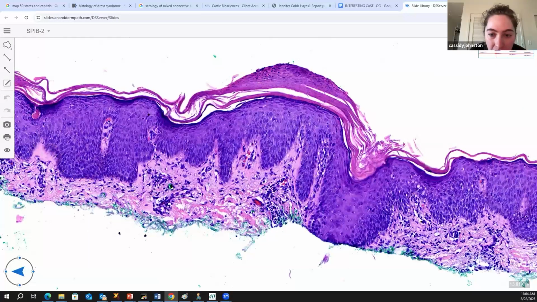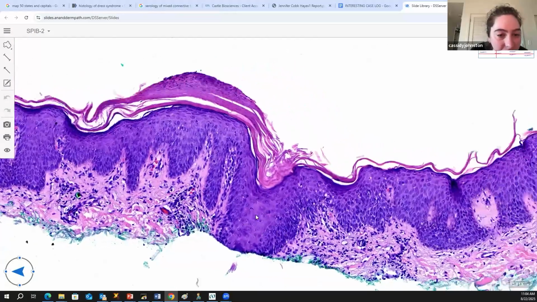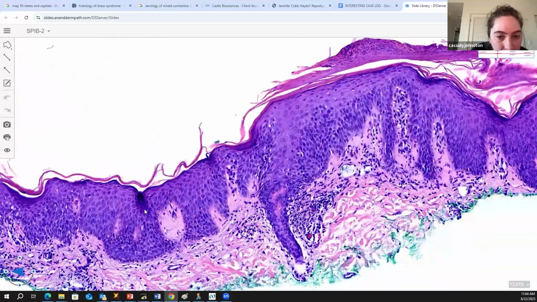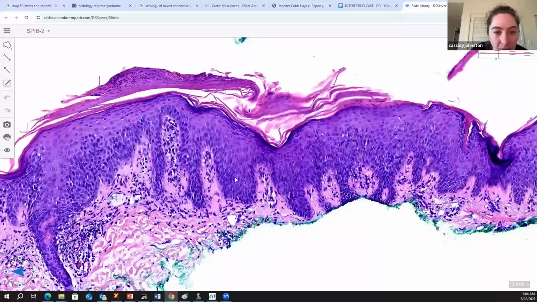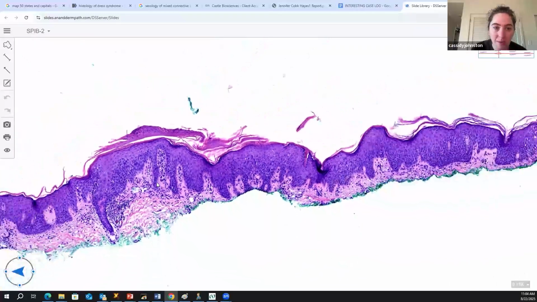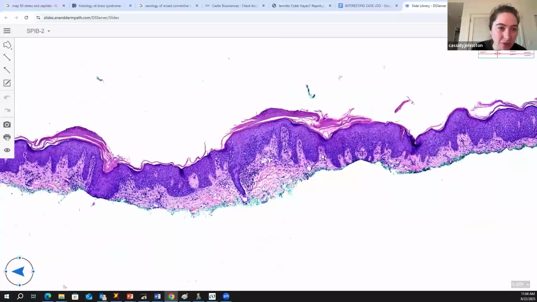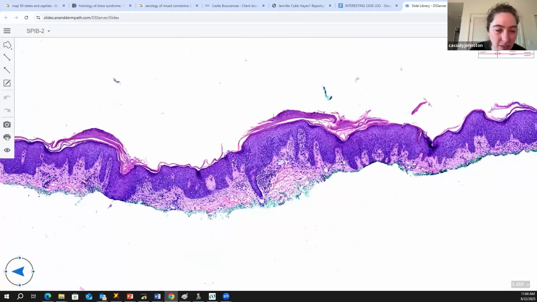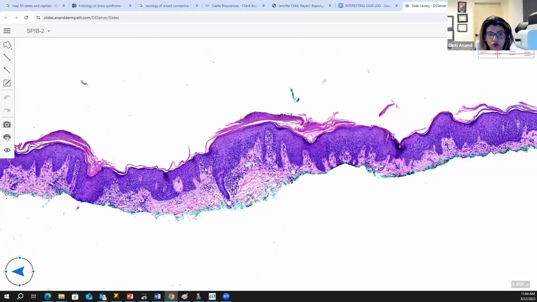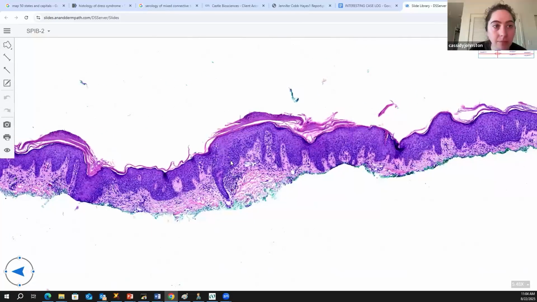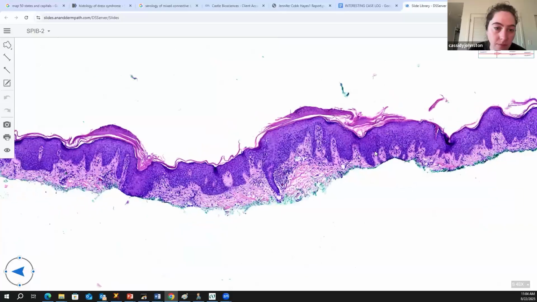And we have a few extravasated red cells. But I still feel like this is giving me more guttate because of how adhered those mounds of parakeratosis are. Yes. So you want to say guttate psoriasis? Mm-hmm. Okay. Yeah, that is the correct answer.